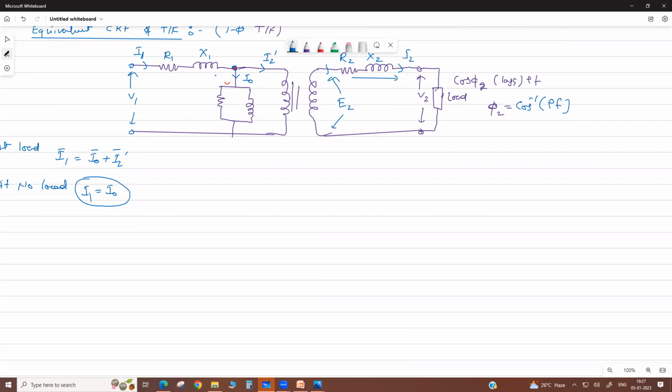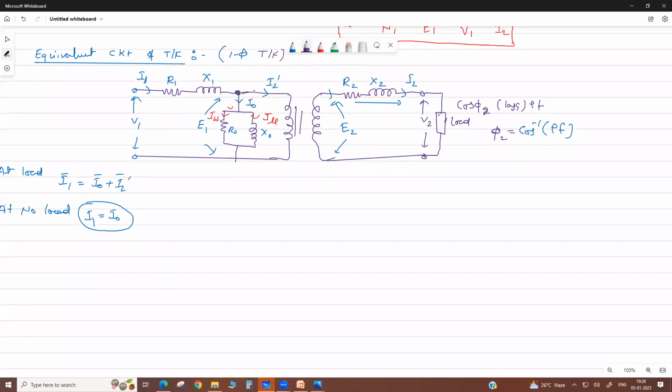Here there is the self-induced EMF E1. This is R0, X0, the magnetizing branch component. Now this I0 again has two components: one is I omega, one is I mu. I mu is the magnetizing current. This is the loss component, which represents the core loss. Correct? Any doubt here?